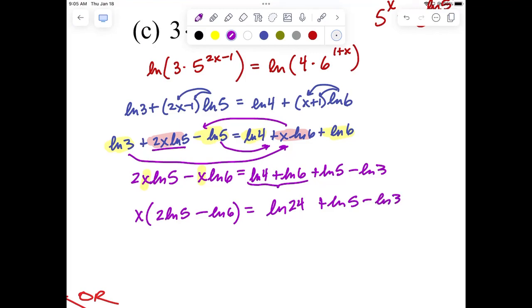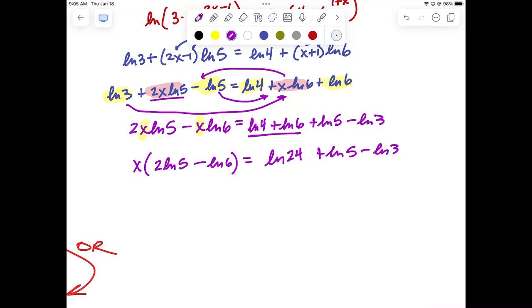Oh, by the way, instead of condensing the 4 and the 6, could we have condensed the 6 and the 5 and called it the natural log of 30? Yeah, we could have. Could we have used the natural log of 4 and the natural log of 5 and called it the natural log of 20? Yeah, we could have. There's 3 terms. We can combine them however we want. I just combined the first 2 because they happen to be written side by side.